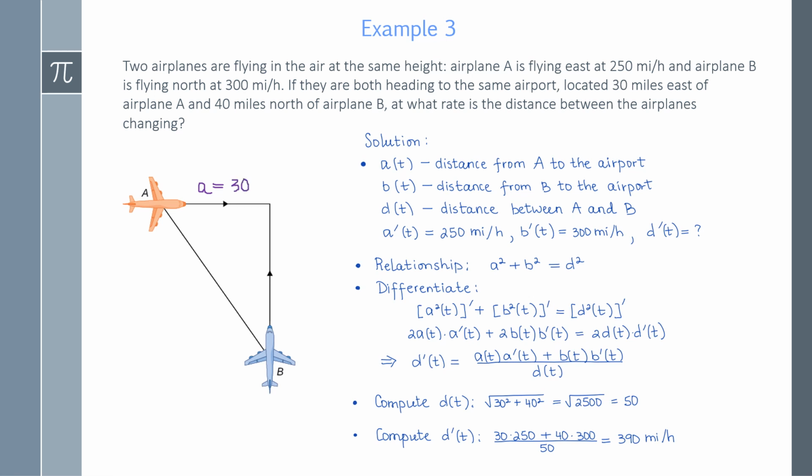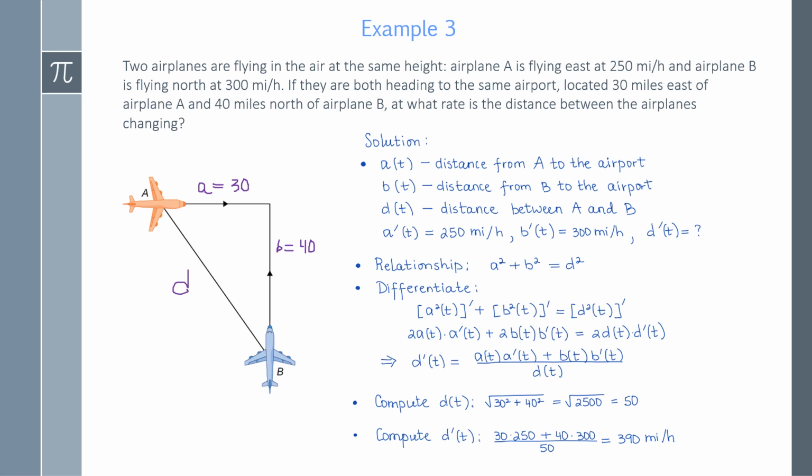So that's the horizontal leg of this right triangle. Little b is the distance from the airplane B to the airport. So b is this vertical leg, and it is equal to 40 miles. So what else do we have? We have d. In this case, that would be the hypotenuse. I chose d to represent the distance between A and B.